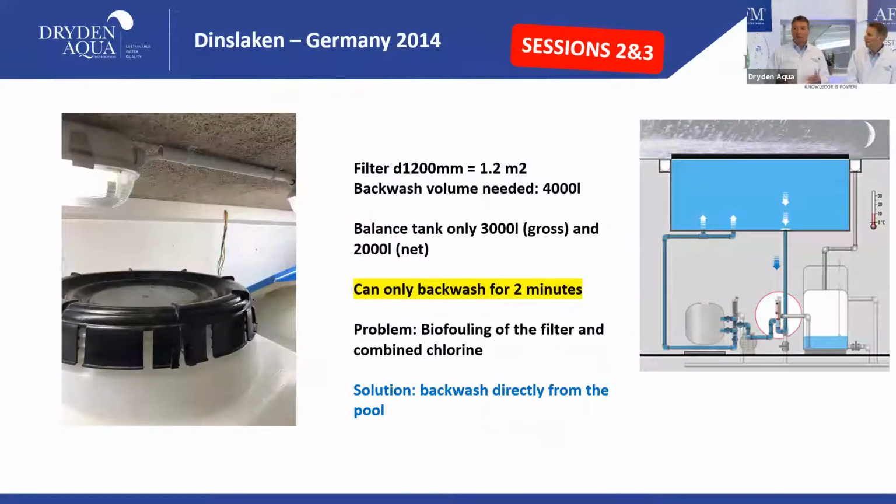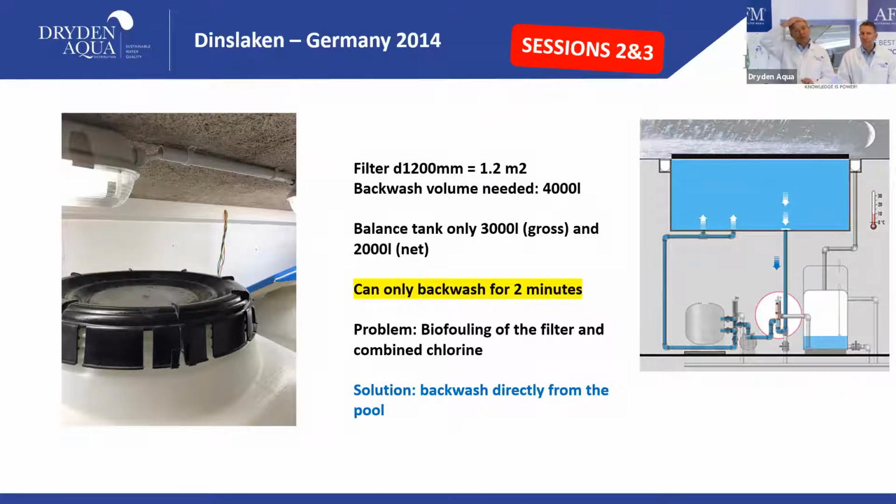Problem number 2 was I said make a backwash, and he stopped after 1.5 to 2 minutes and said, why are you stopping? I don't have more water. What? Yeah, a balance tank is 3,000 liters. I only can backwash. Yeah, that means 3,000 liters cross. So actually you can use maybe 2,000 or 1,500 liters. He only could backwash for less than 2 minutes.